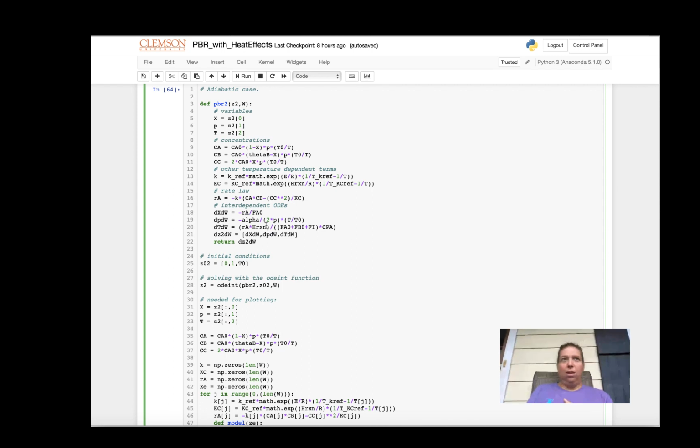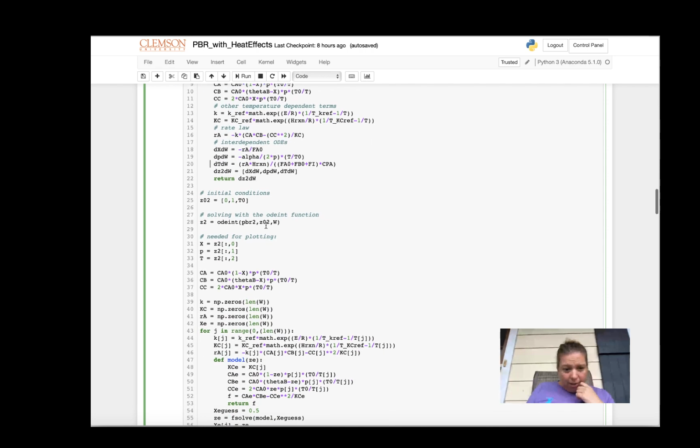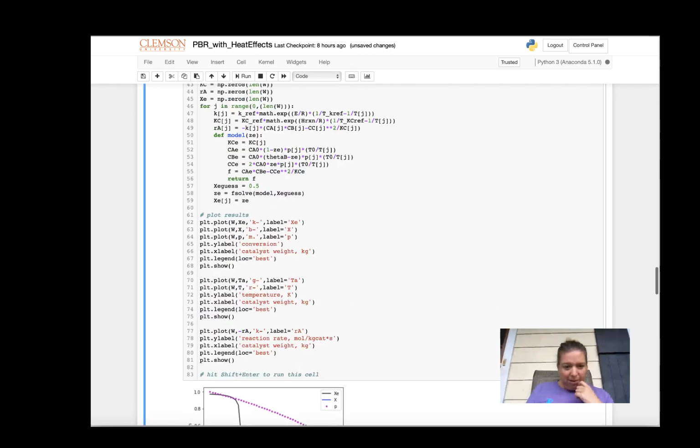Of course, there are multiple ways to solve every problem. One way that you could do that is to treat the energy balance for an adiabatic system as a linear function of conversion. So just keep that in mind. Everything else here is the same as in the last case.